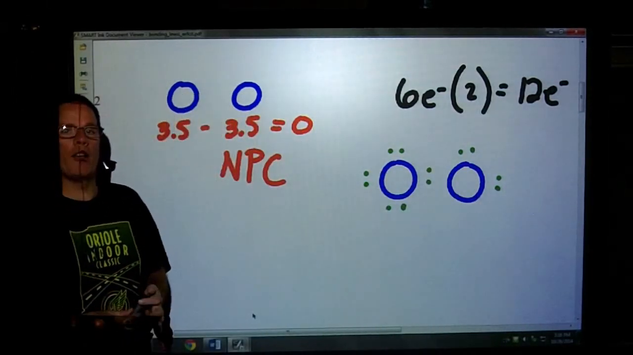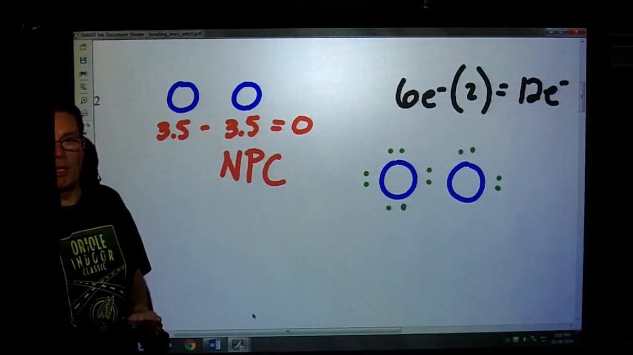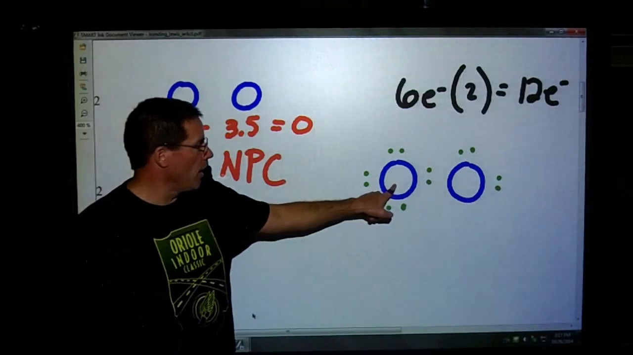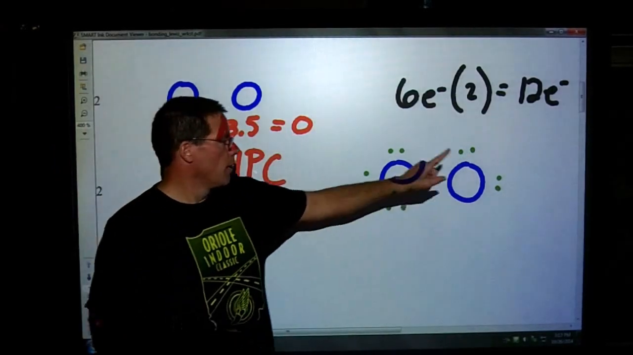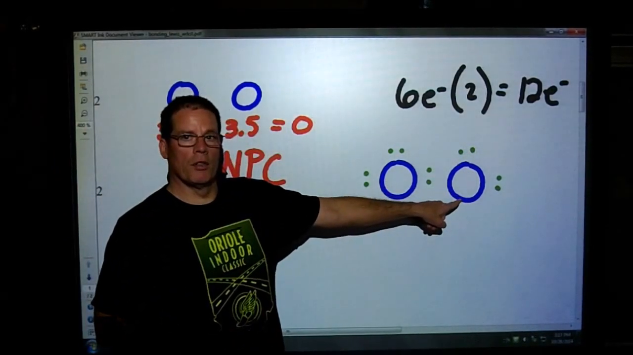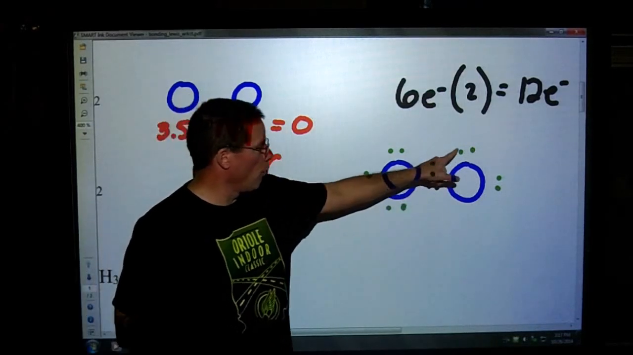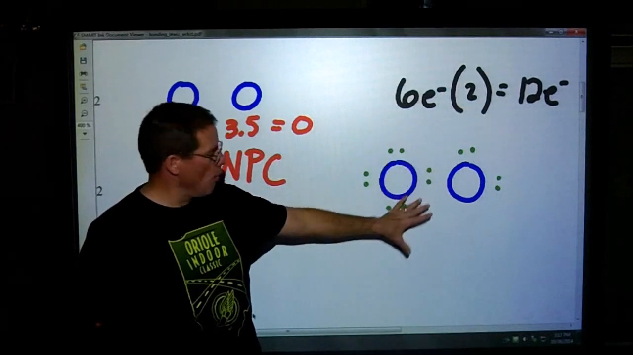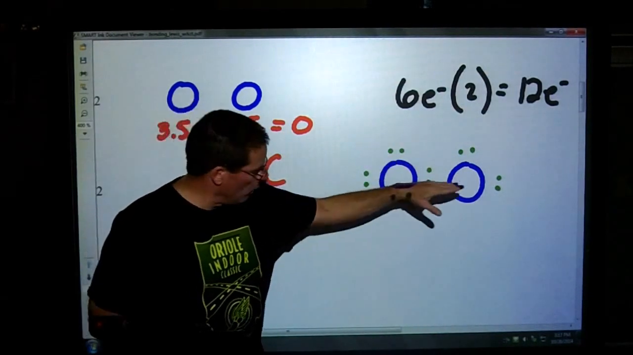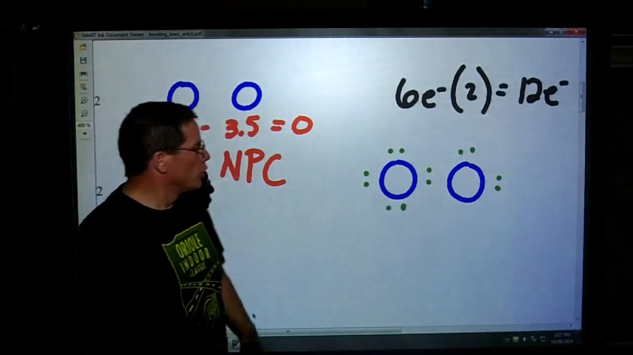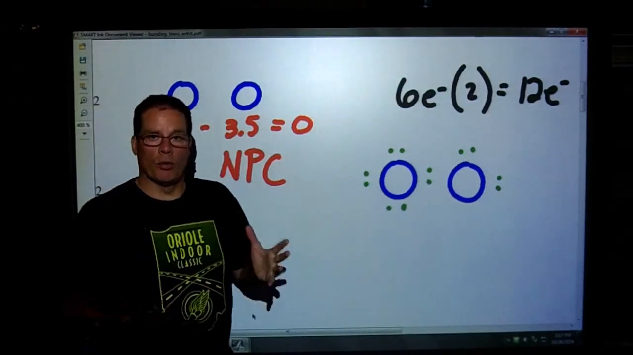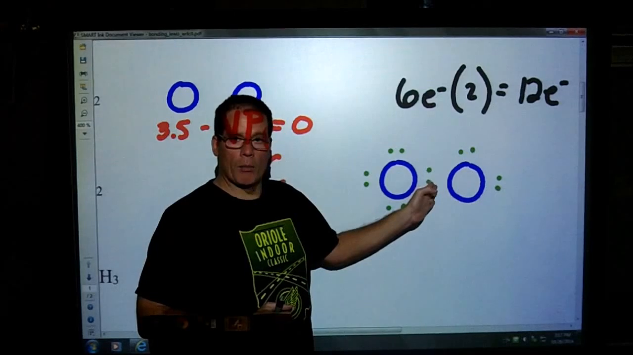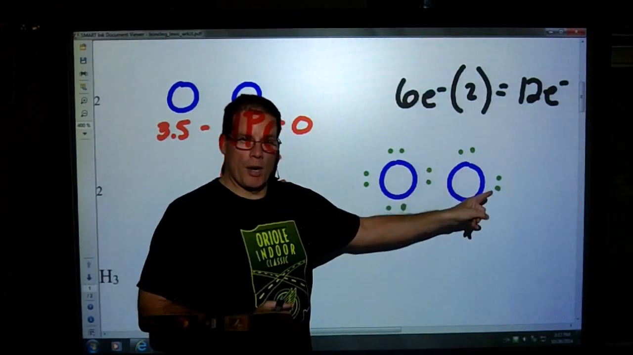The next thing I need to ask myself is, everybody happy? In other words, does everybody have 8 electrons? Well, this atom has 8 electrons. This atom has how many electrons? Very good, 6. 2, 4, 6. So whether it's on purpose or on accident, if you have electrons between atoms, they are sharing those. So what I need to do is move a pair of electrons between these 2 atoms so that now we're going to be sharing.